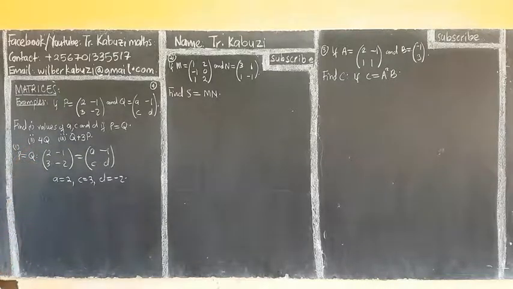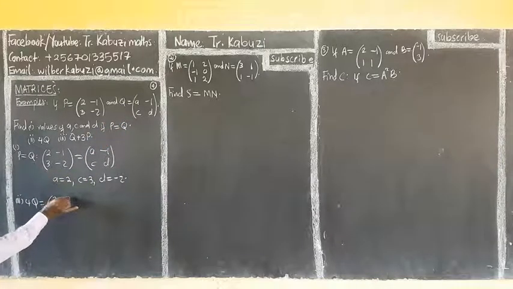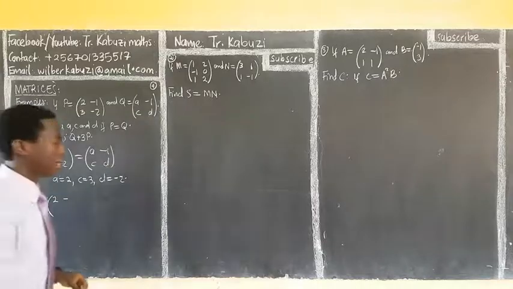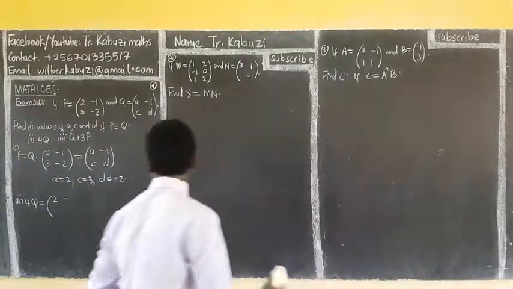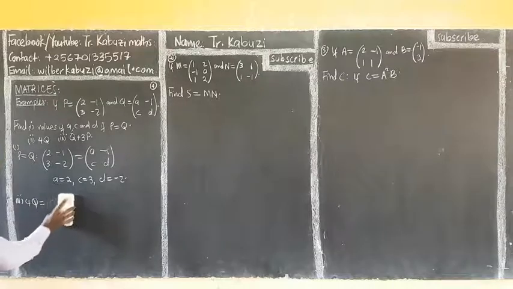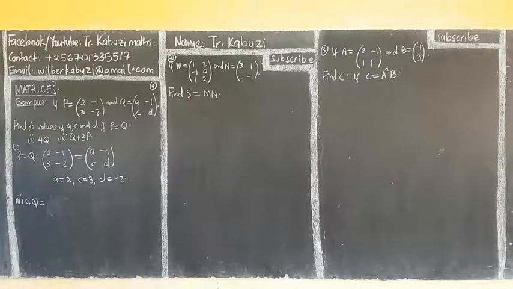Roman numeral 2, they're asking us to get 4 times Q. First of all, our 4Q will be now our matrix Q. Now in Q, we have A as 2, then negative 1. So I'm going to set the 4 here. So you have 4 into our Q: 2, negative 1, 3, then negative 2.